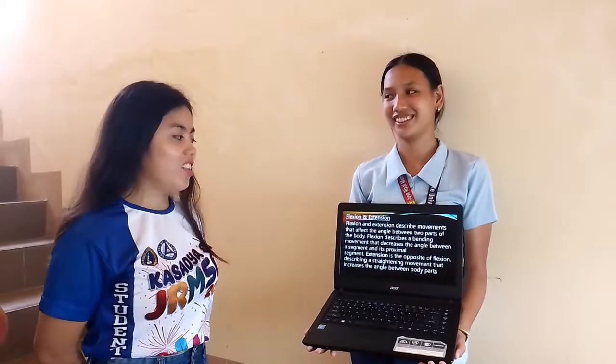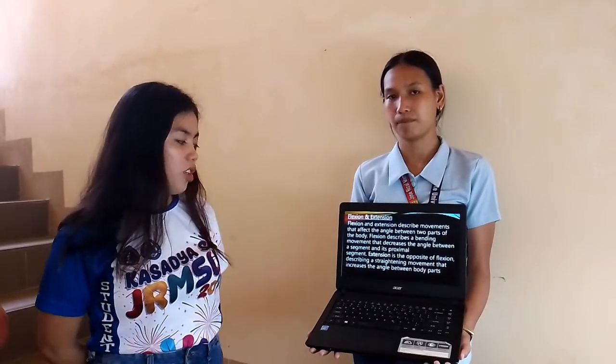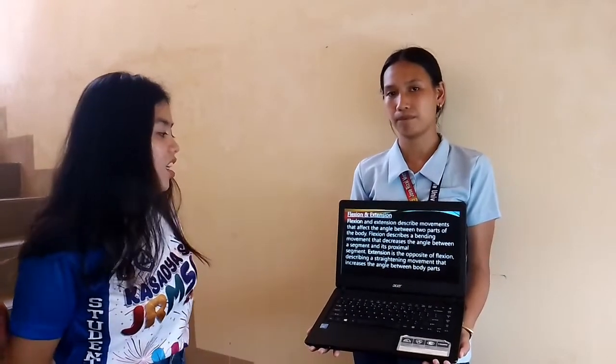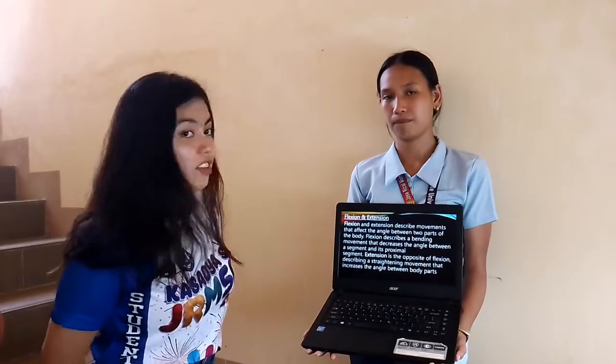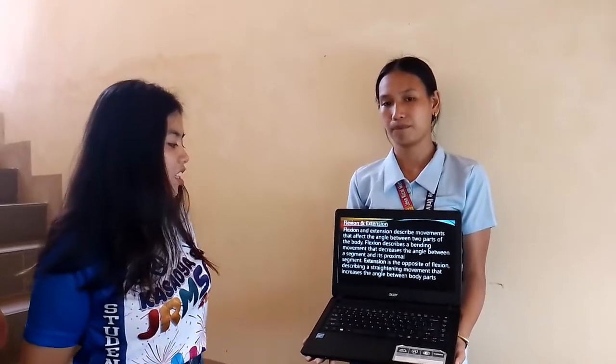Flexion and extension. Flexion and extension describe movements that affect the angle between two parts of the body. Flexion describes a bending movement that decreases the angle between a segment and its proximal segment, while extension is the opposite of flexion, describing a straightening movement that increases the angle between body parts.